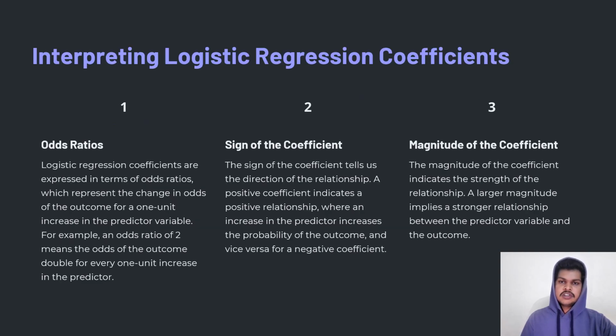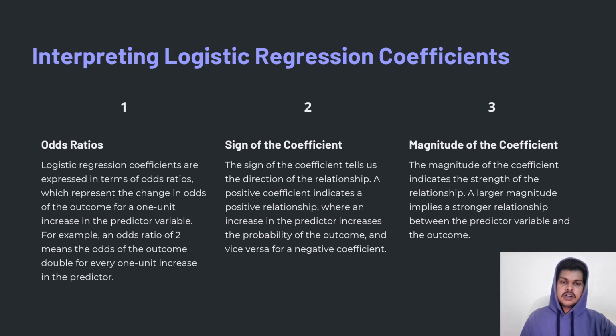Interpreting logistic regression coefficients. First, odds ratios. Logistic regression coefficients are expressed in terms of odds ratios, which represent the change in odds of the outcome for a one unit increase in the predictor variable. For example, an odds ratio of 2 means the odds of the outcome double for every 1 unit increase in the predictor.